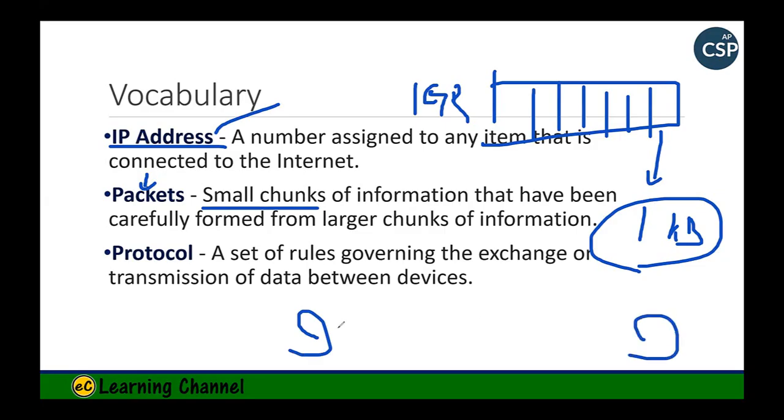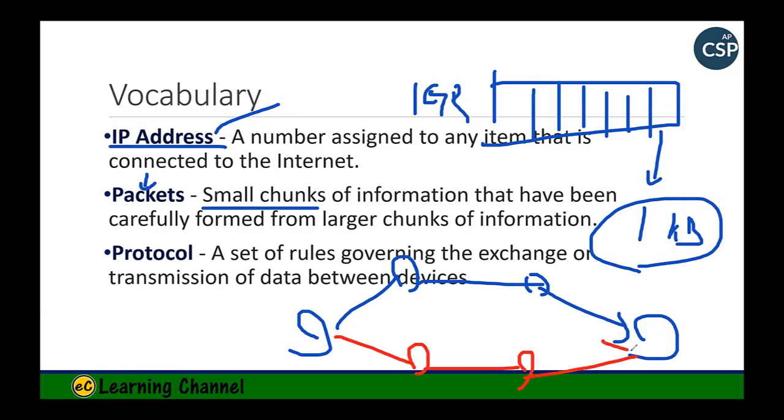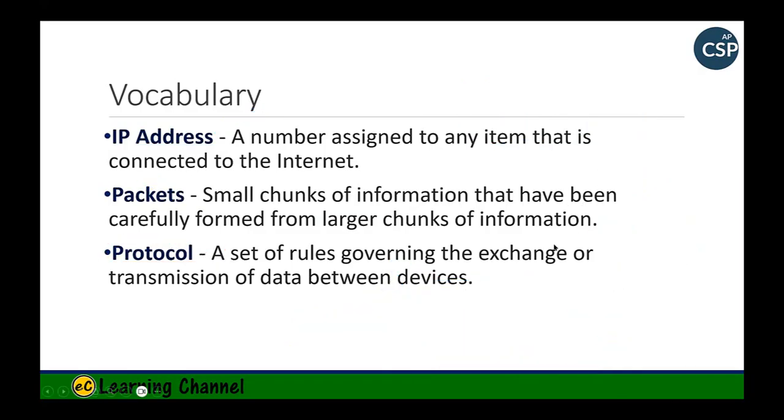So you may have a network, and then one packet may go this way, another packet may go a totally different way, but later they will reassemble them back. So protocol is the rule of how they actually time the different packets and then reassemble them.